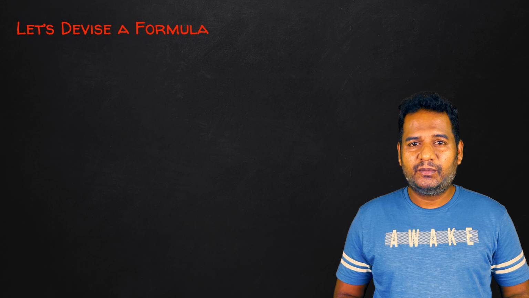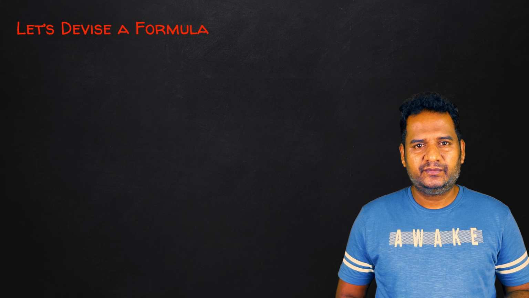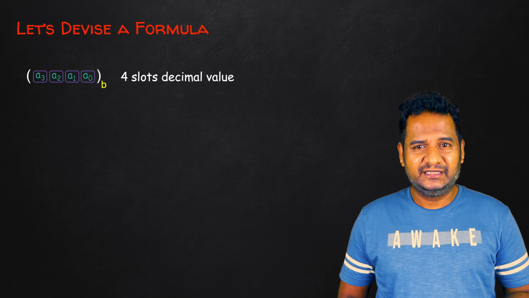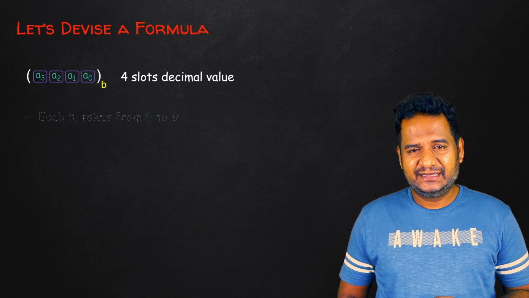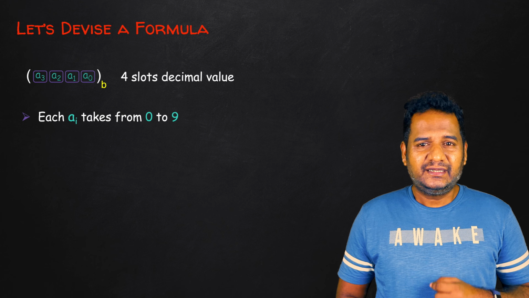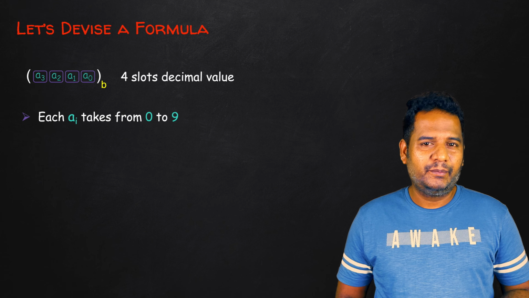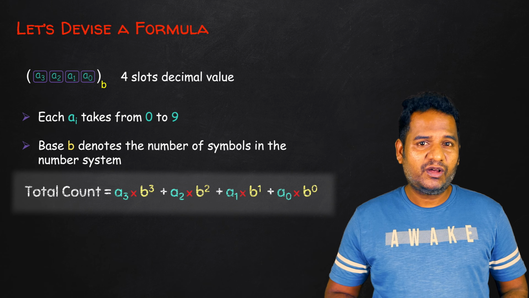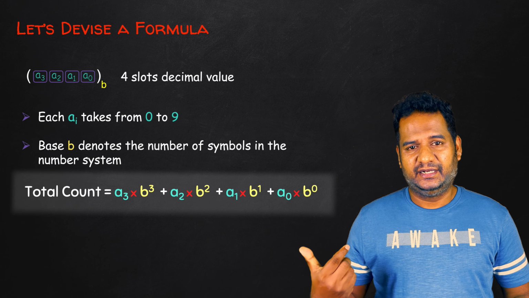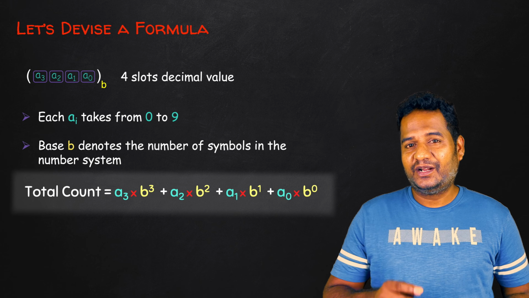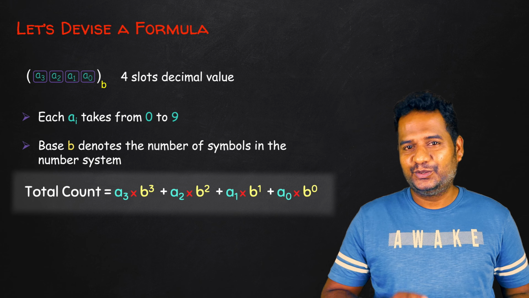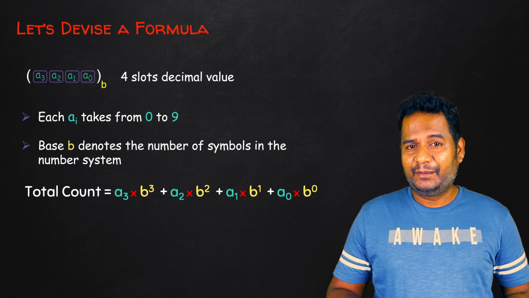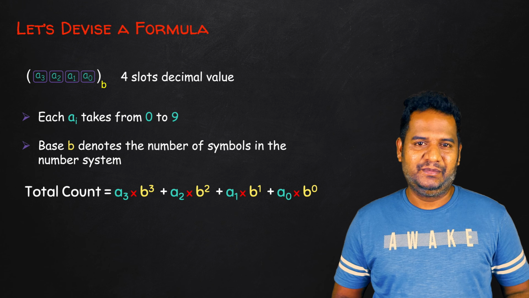We can devise a formula for this method as follows. Let's assume A3, A2, A1, A0 is a 4-slot decimal value where each Ai takes a symbol from 0 to 9. Let's introduce a new terminology called base B, which denotes the number of symbols in the number system. Then the formula can be written as shown here. We can use this method to convert a value from the Alice Bob system to the decimal system. In fact, we can use this formula to convert a value represented by any number system to decimal.